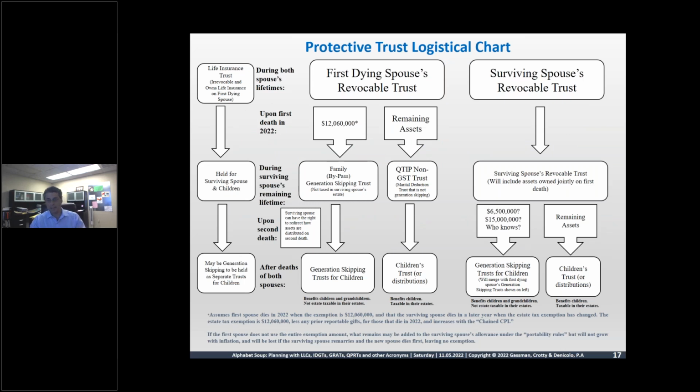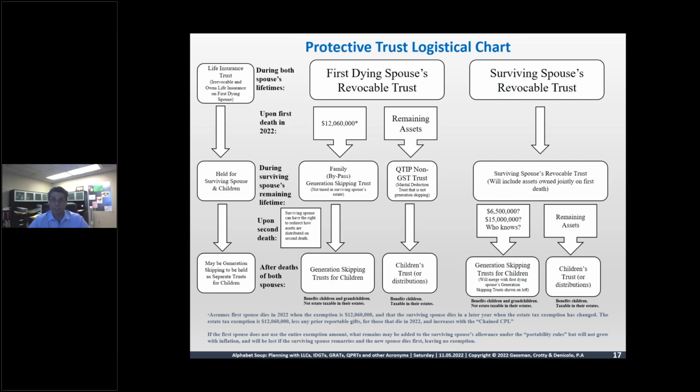So on slide 17 here, we have a summary of what typically applies for an estate plan that we would structure. What we would say is on the first dying spouse's revocable trust, the exemption amount passes to a family trust or a bypass trust that is outside of the estate tax system. The remaining assets go to that Q-tip trust.